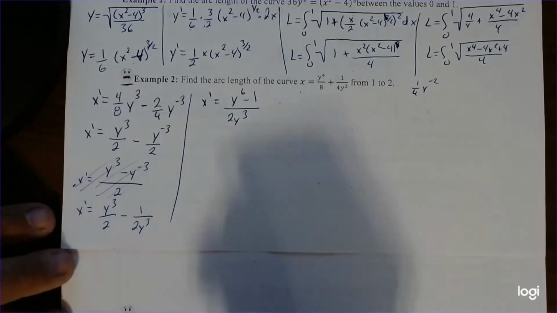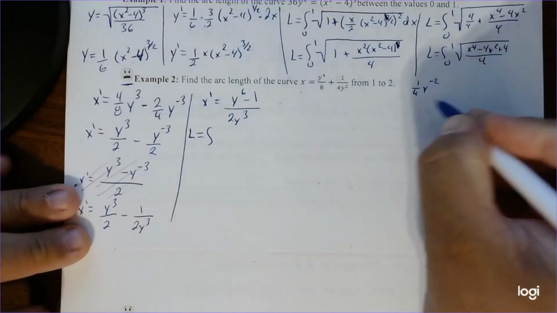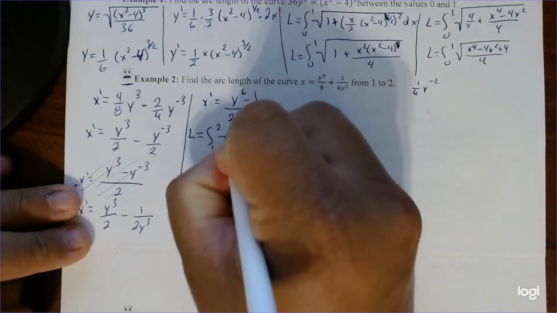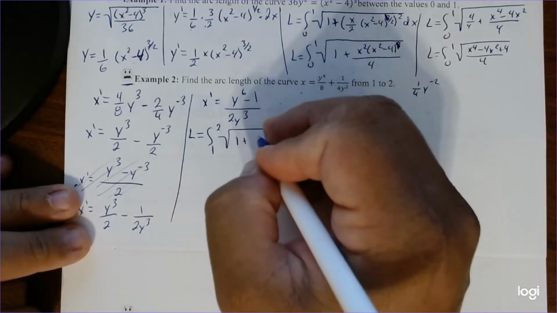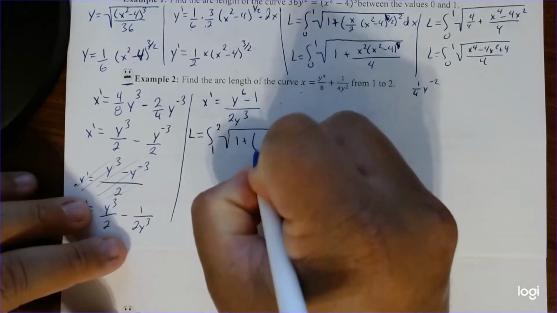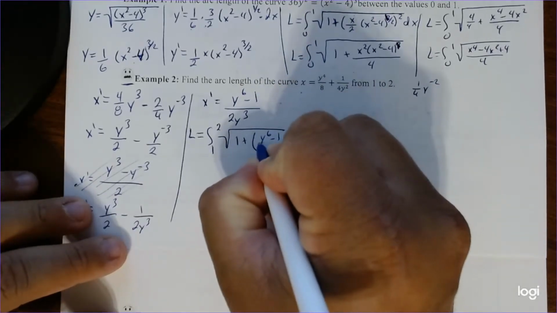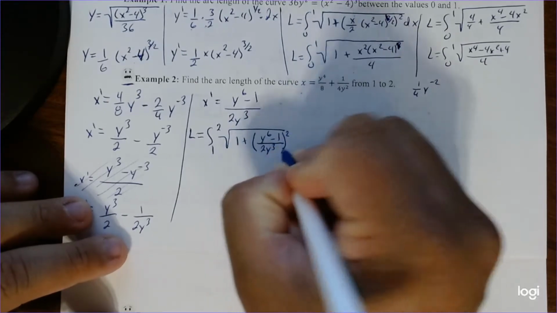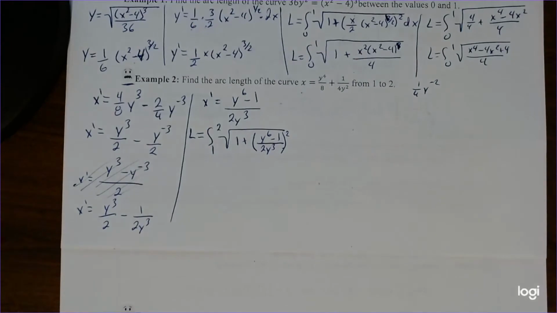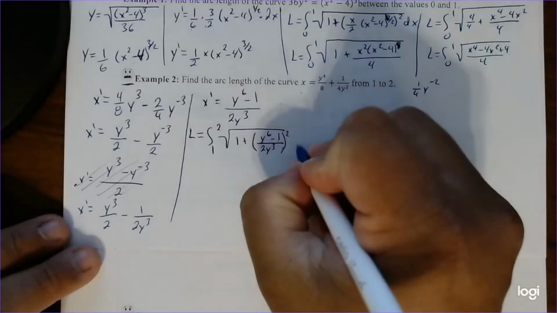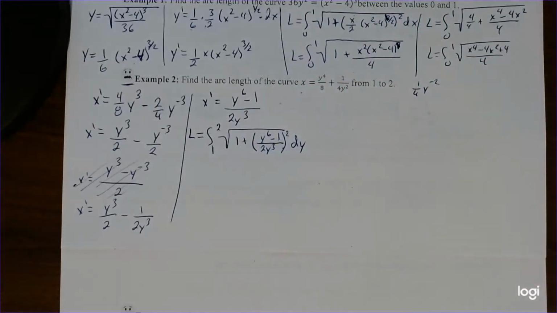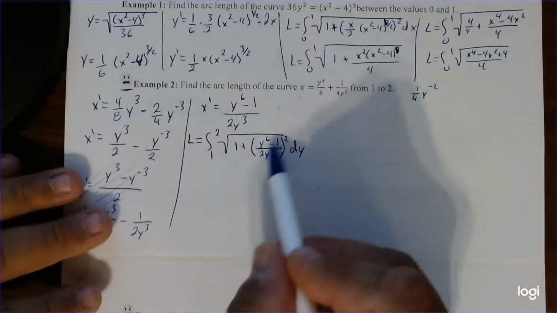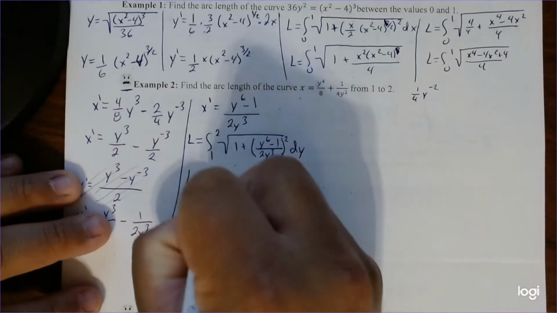So now let's put it in our integral. So the length is from 1 to 2 of 1 plus all of this squared, dy. Okay, and we're going to do the same thing we did last time. We're just going to slowly simplify as best we can.